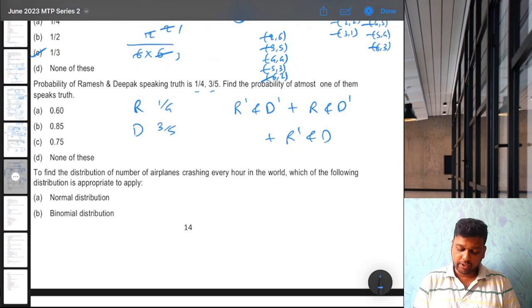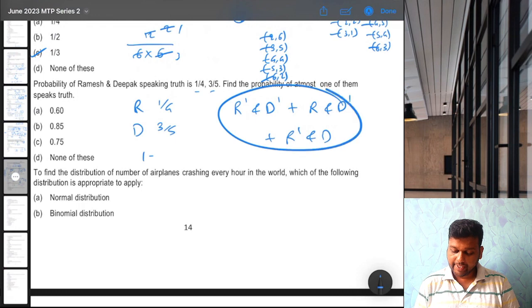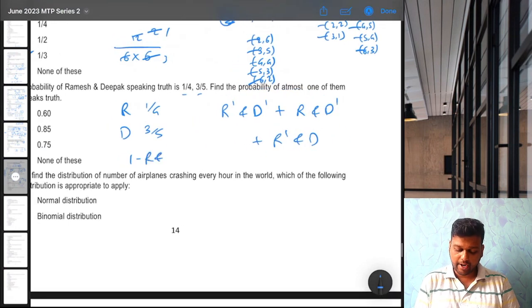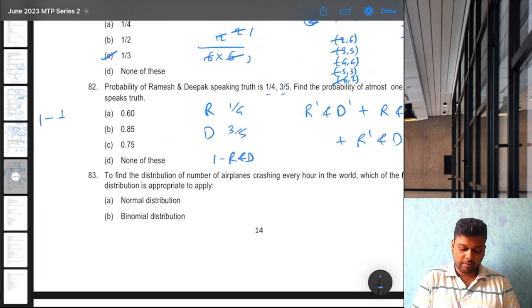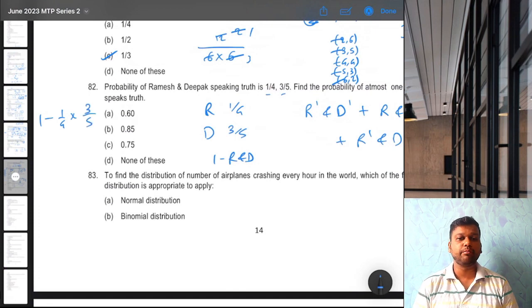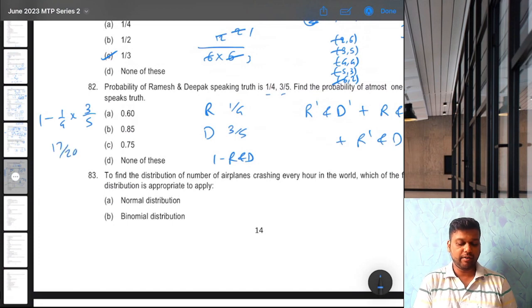Or what we can do is 1 minus both are saying the truth, because the only case that is left here is what? R and D. So 1 minus R and D. So that will be 1 minus R is 1 by 4 and 'and' is multiplication, D is 3 by 5. So that is how much? 3 by 20. 1 minus 3 by 20, that will be what? 17 by 20. 17 by 20 is how much?